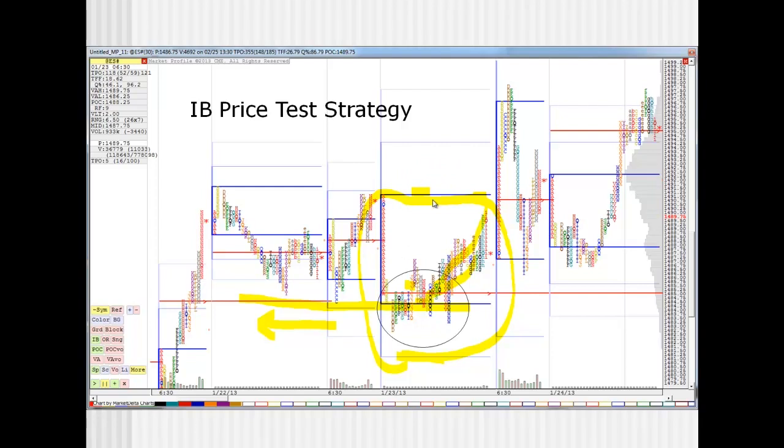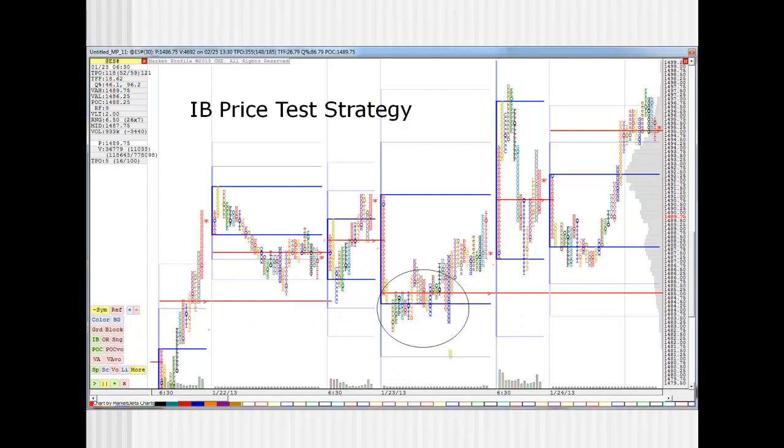All right, the initial balance high up here is in fact the high of the day for this particular session. That does happen every once in a while where we put in the high right at the open. It doesn't happen very often, but it does happen every once in a while.